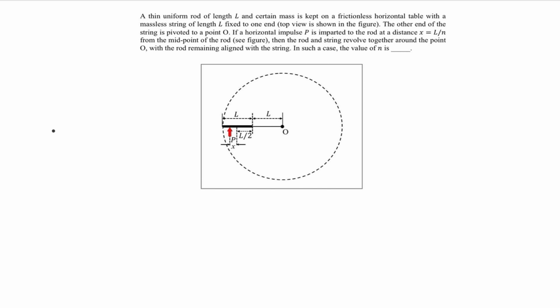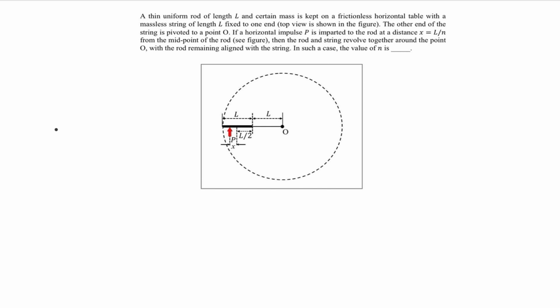So the question is that there is a rod which is kept on a horizontal frictionless table. And that rod is attached to a string which is hinged at the center of the table, let's say some point O. And it is free to rotate horizontally on the surface of the table. And then there is an impulse P which is imparted to the rod at distance x from the center of the rod.